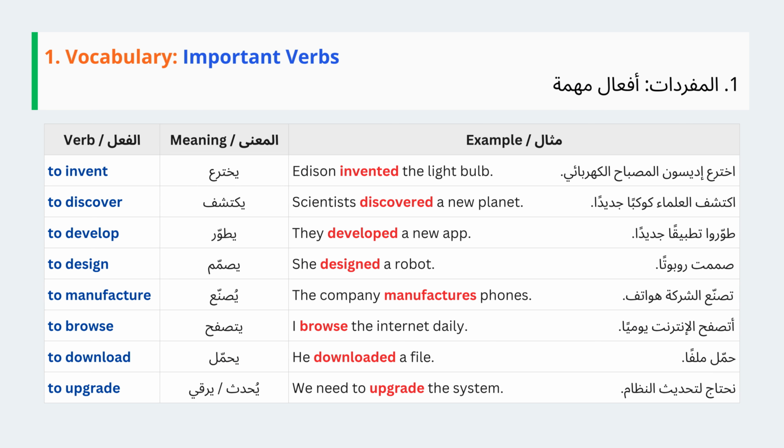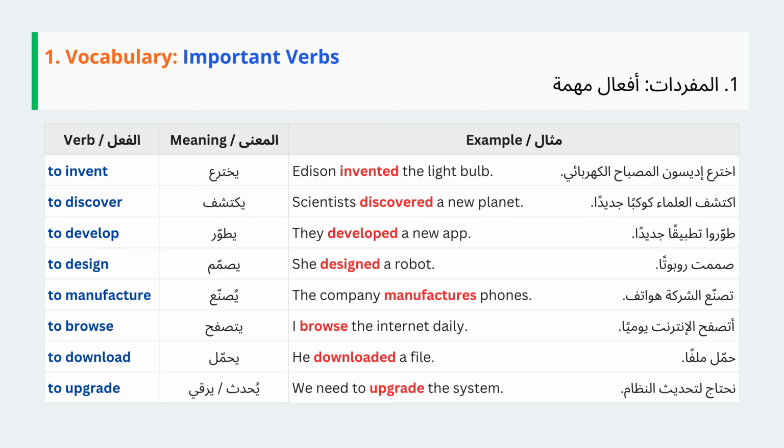Moving on to important verbs related to science and technology. Let's learn their meanings through examples. To invent. For example, Edison invented the light bulb. To discover. Example, scientists discovered a new planet. To develop. Example, they developed a new app. To design. Example, she designed a robot.